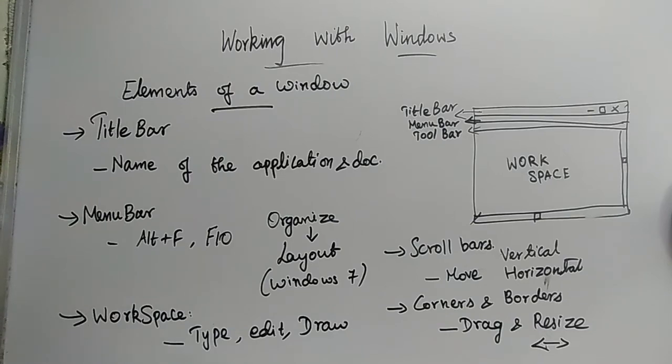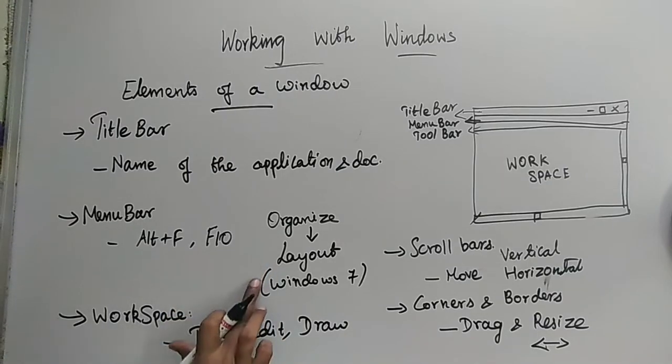So that is the usage of corners and borders. Don't forget, when your mouse pointer moves near the corner, automatically it will change into a double headed arrow. Then you have to drag it and have the size that you are willing. So what have we discussed by now? Just now we have finished elements of a window. In that we discussed title bar, menu bar, workspace, scroll bars, and the next one, corners and borders.